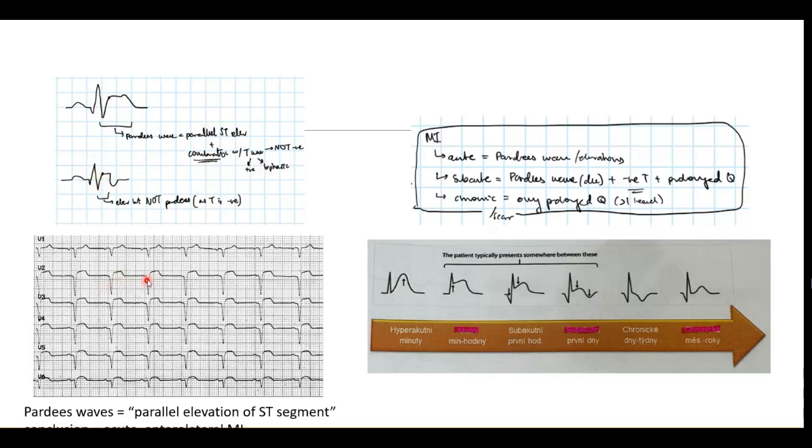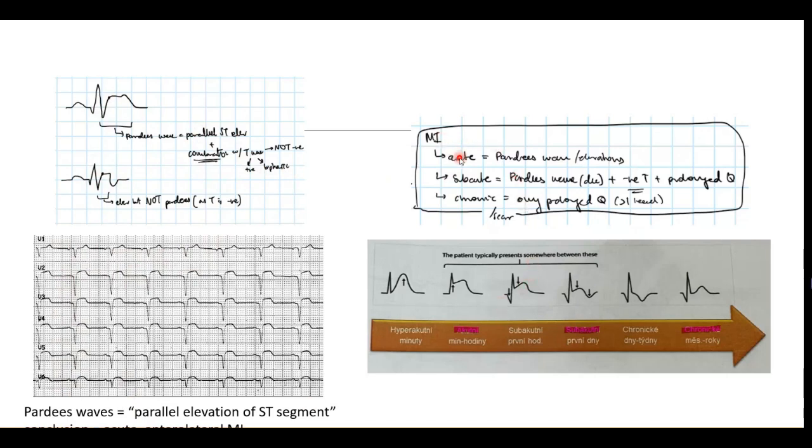So Pardee's waves have a very characteristic appearance, which is, quote unquote, parallel elevation of ST segment. You can see them over here, here, here, here, here, but not in V1. So in this case, the conclusion would be, well, because it's Pardee's waves, you'd know that it is an acute MI. So you'd have to mention acute MI, and then you have to mention the area. It's all the way from V2 to V6. So that's anterolateral, which is what I've mentioned over here.